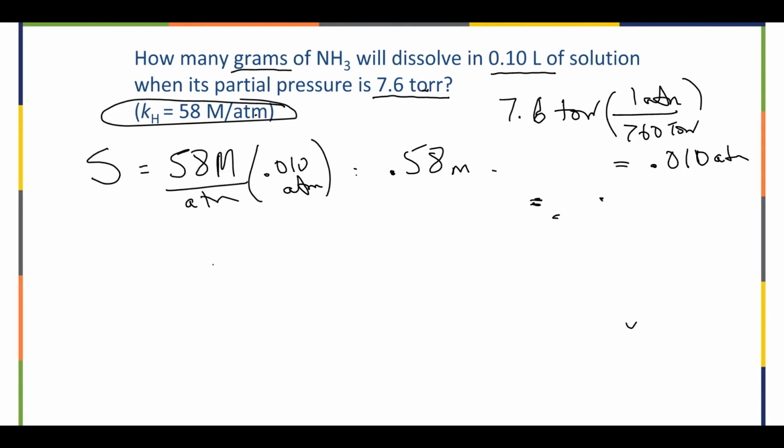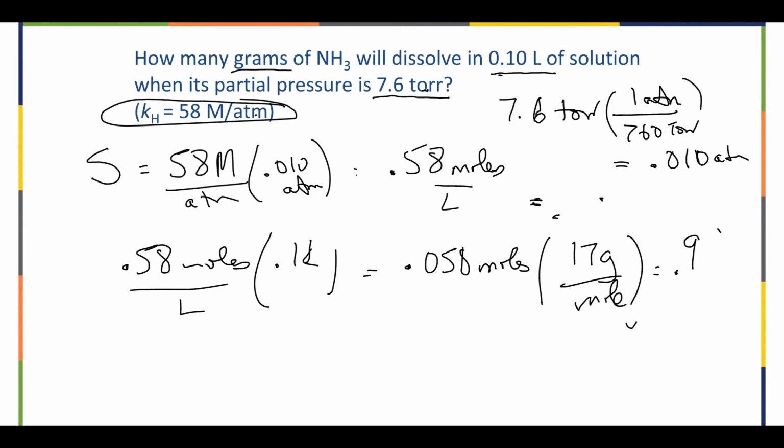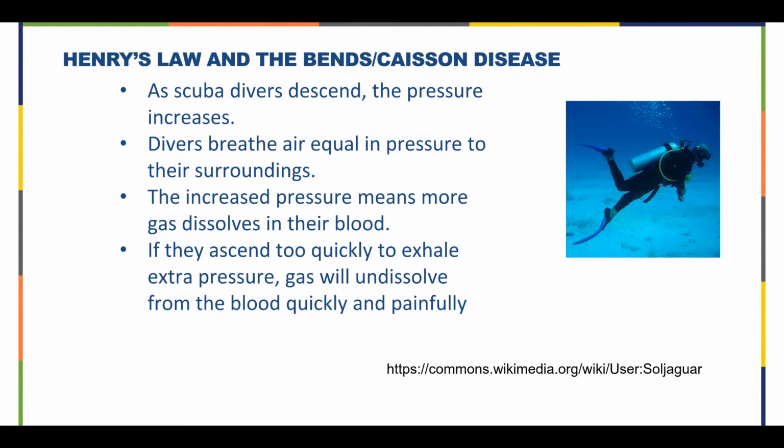So if we multiply this by 0.010 atmospheres, this is going to give us 0.58 moles per liter, multiplied by 0.1 liters, the volume of our solution here, is going to give us 0.058 moles. And if we multiply that by the molar mass of ammonia, which is 17 grams per mole, we are going to get on the order of 0.99 grams of ammonia dissolved in 0.1 liters.